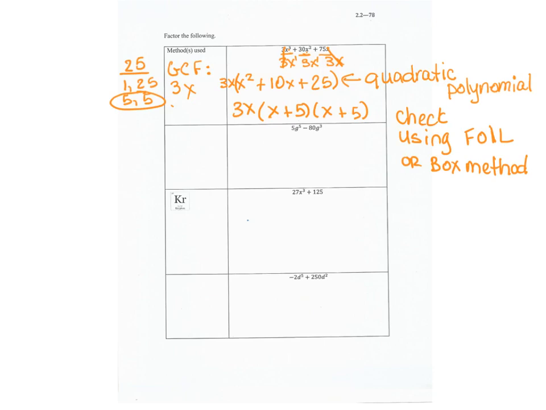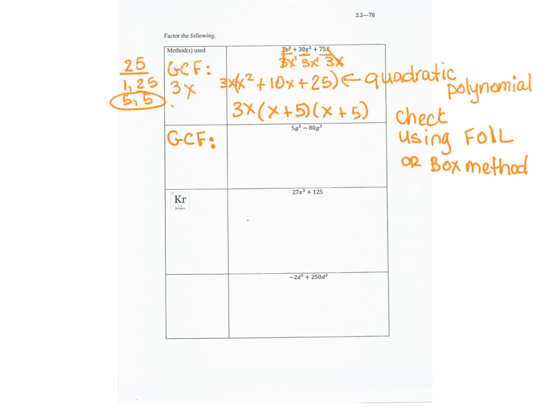Alright, so let's take a minute and let's look at the second one, example number 2. So example number 2, the first thing I'm going to look for is my greatest common factor. So pause the video for a second and see if you can come up with our greatest common factor. It needs to have either a number, a letter, or a combination of numbers and letters.